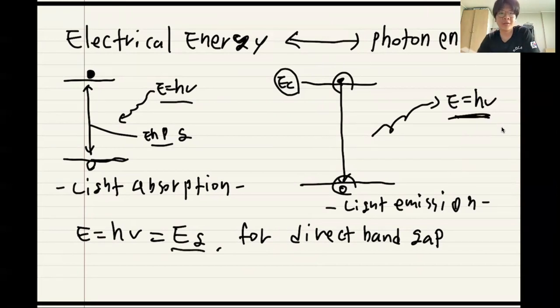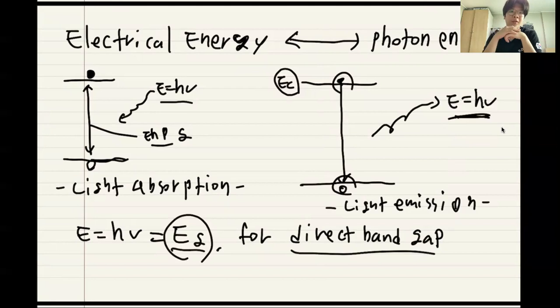Also, to generate electron hole pairs, the energy needed from light would be the amount of the energy band gap, if it is a direct band gap. For an indirect band gap, extra power, delta K, is needed, which is a thermal energy or something else.